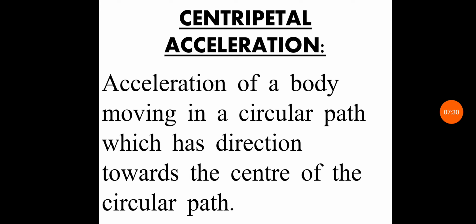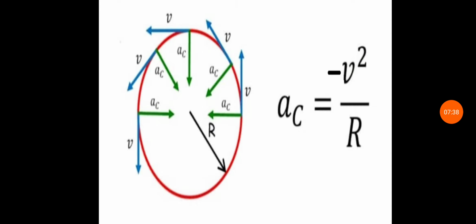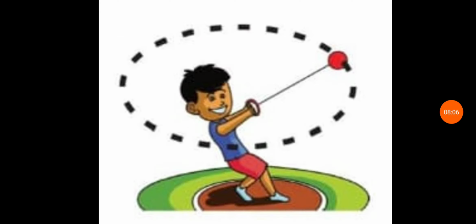So, centripetal acceleration is defined as the acceleration of a body moving in a circular path which has direction towards the center of the circular path. For an object of mass m moving with velocity v in a circle of radius r, the centripetal acceleration is represented by a_c, a for acceleration, c for centripetal. It is a_c equals minus v squared by r. The negative sign shows that acceleration is directed towards the center. So it is all about the centripetal acceleration.